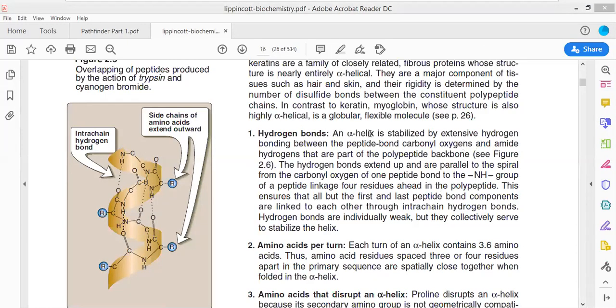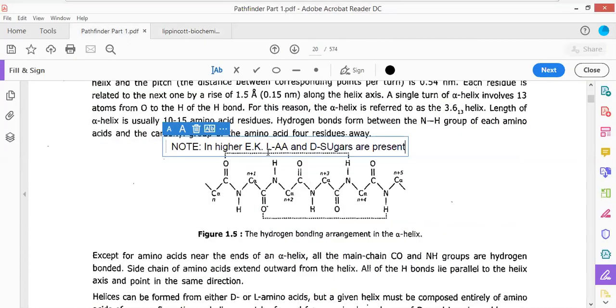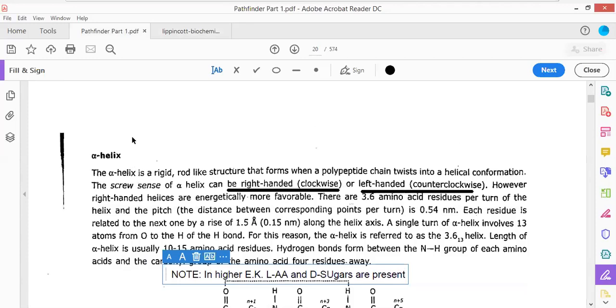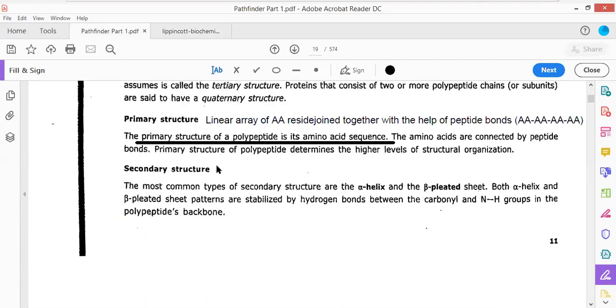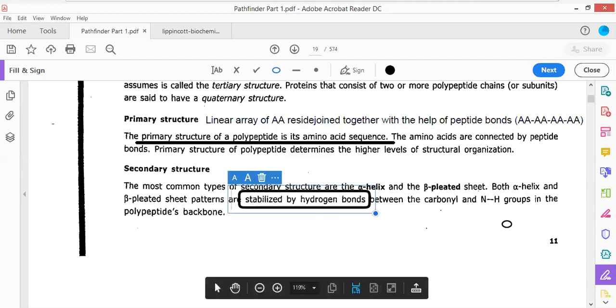So, alpha helix is stabilized by extensive hydrogen bonding. Again, back to Pathfinder, the most important bond which is present in the secondary structure of the protein is actually the hydrogen bond. See what is written, stabilized by hydrogen bonding. This question has been asked again and again, a very large number of times. So the most important bond is the hydrogen bond, and the hydrogen bonds stabilize the secondary structure of protein.